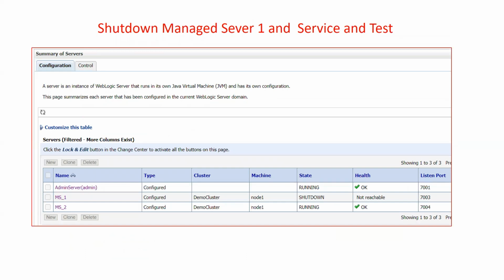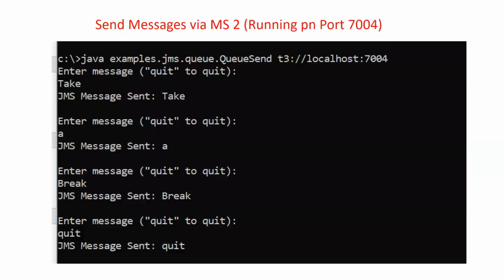Okay, so now you can see that my managed server 1 is down. I have brought down my managed server. Initially I had sent a few messages to my managed server 1. Now I have brought down managed server 1, and only managed server 2 is running. Now I will send the message to managed server 2. Remember, when I created my JMS resources, I targeted all the JMS resources to managed server 1. None of the JMS resources were targeted to managed server 2.